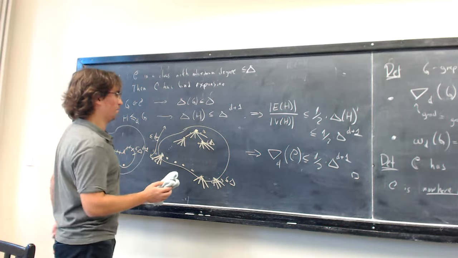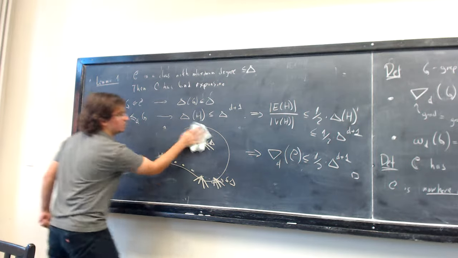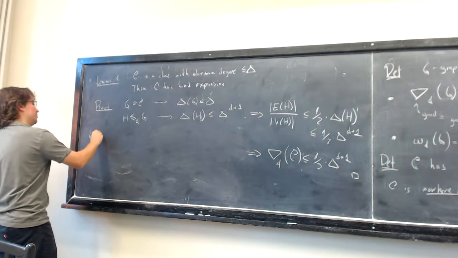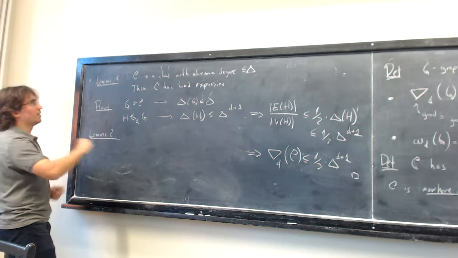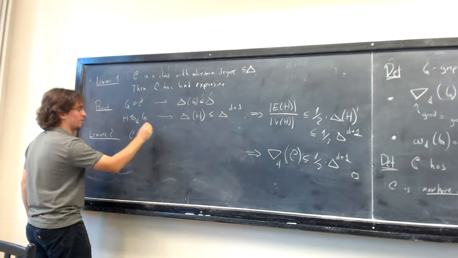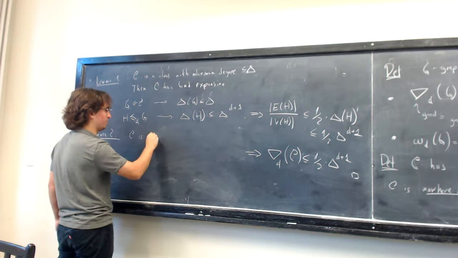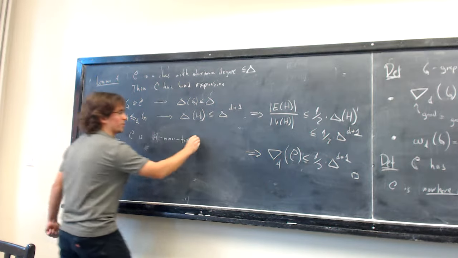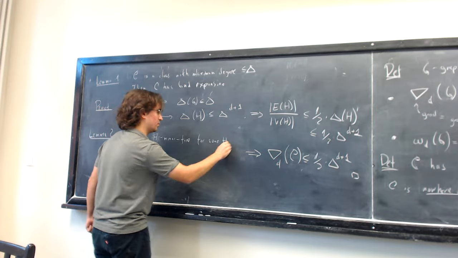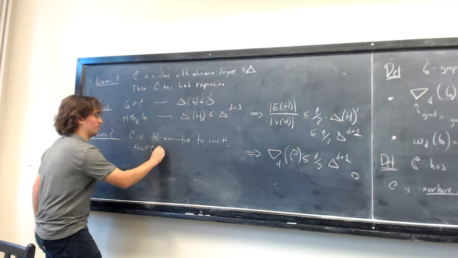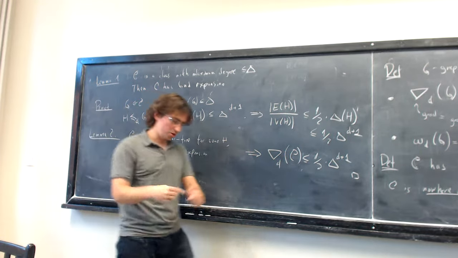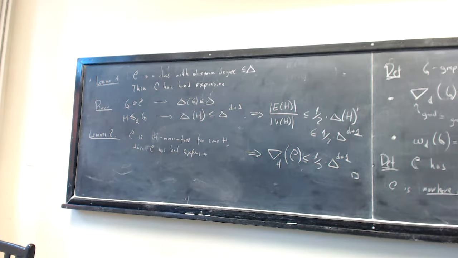Second, Lemma 2. I claim that if C is K_t minor-free, or H minor-free, for some fixed H, then C has bounded expansion. So every class where all the members of this class exclude some fixed graph as a minor, I claim that every such class has bounded expansion.